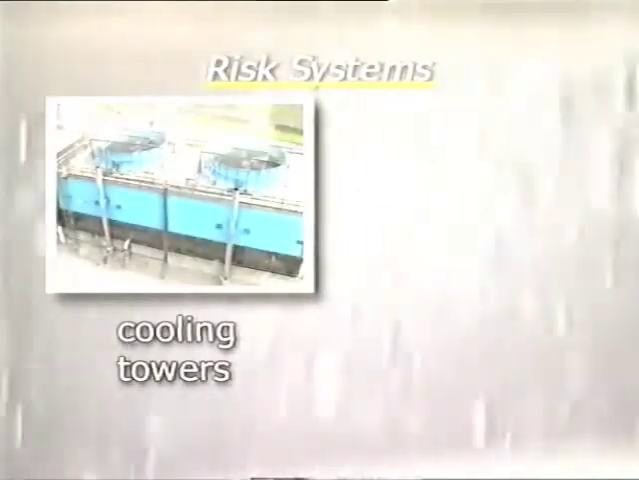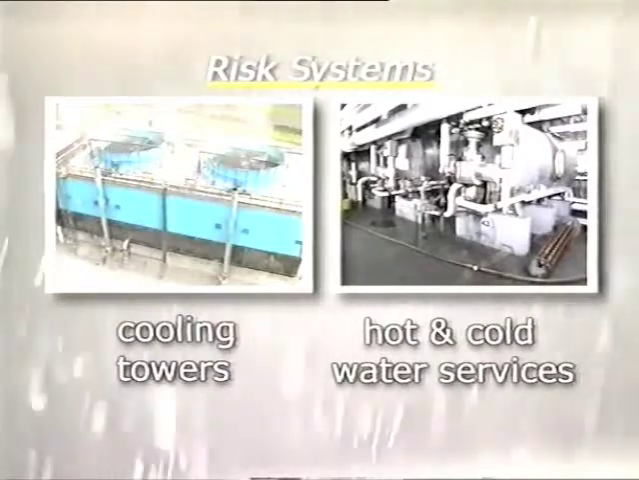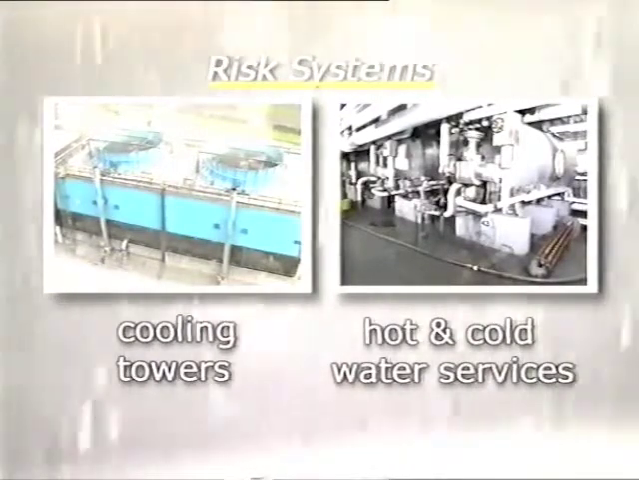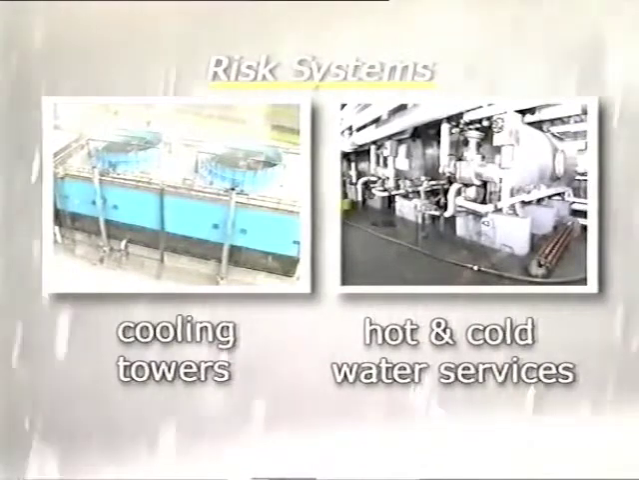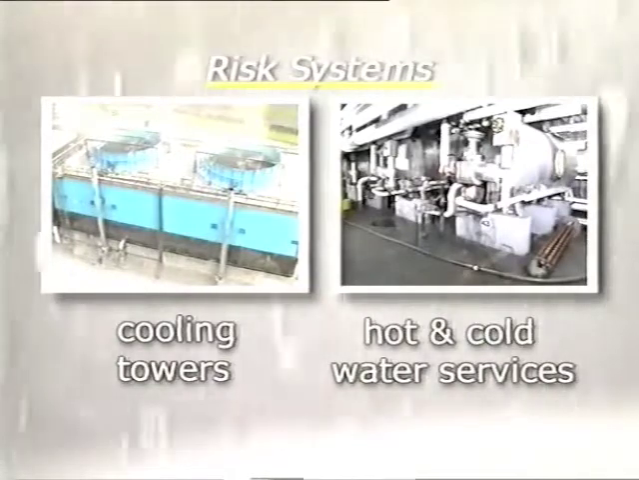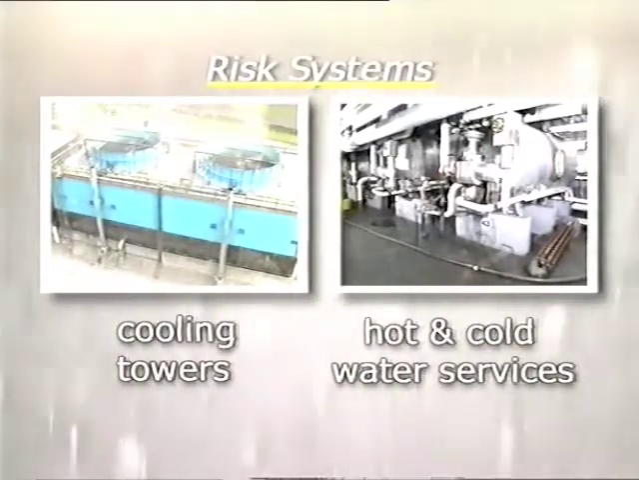Experience has shown that there are two main risk systems: cooling towers and hot and cold water services. Because of known hazards associated with these systems, you need to maintain and operate them under conditions which prevent or control the growth, multiplication and dissemination of Legionella bacteria.